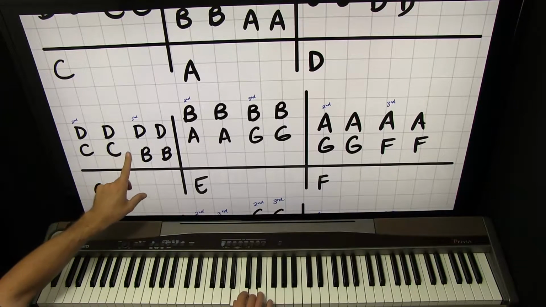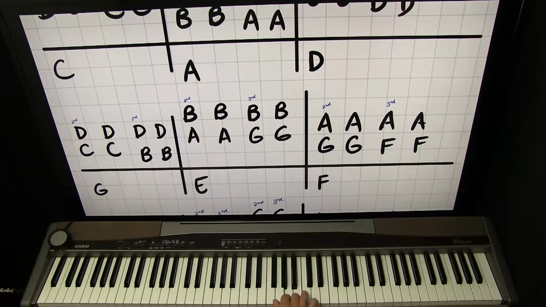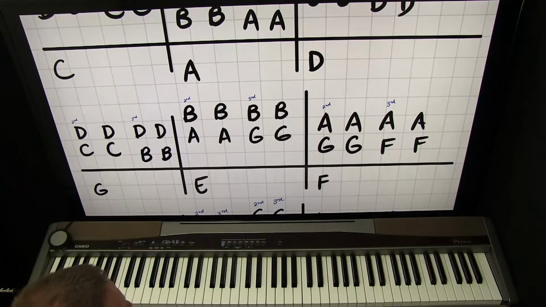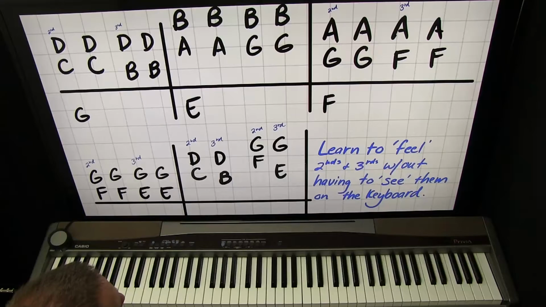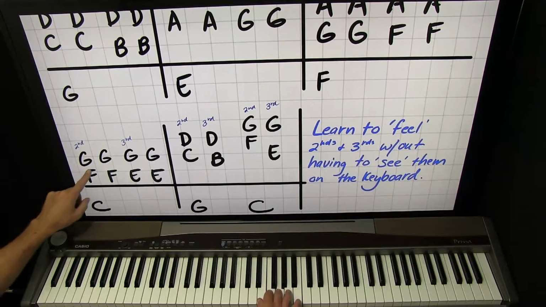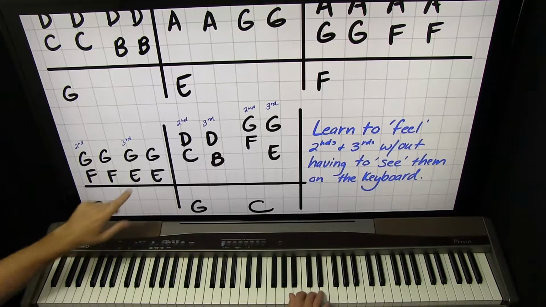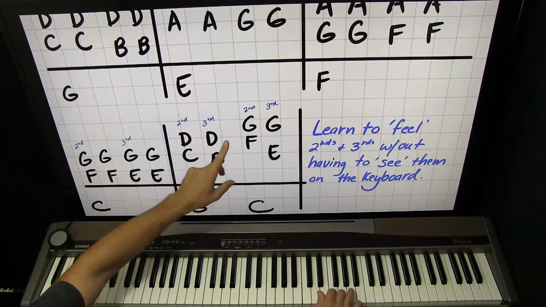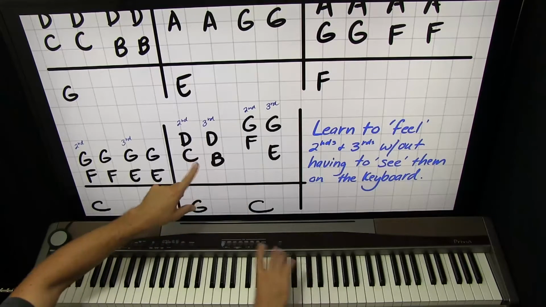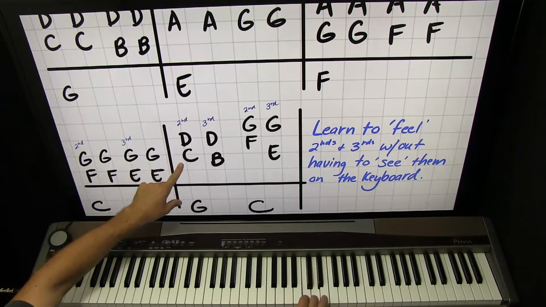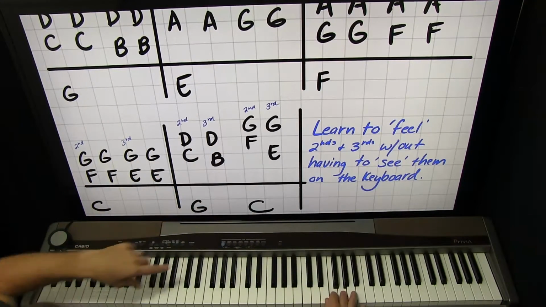Okay, so C and D to B and D. Then I go up for A and B to G and B. That's a second to a third. And another second to a third. G and A to F and A. Really fairly easy to play. All right. And probably want to look at the sheet for this that I have on Facebook so that you can look at the whole thing at once instead of pieces like we're doing here in the video. C and D to B and D, F and G to E and G.